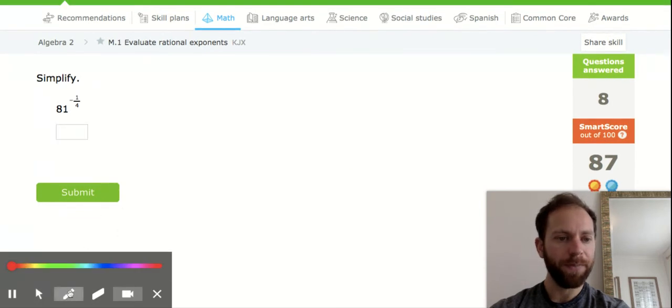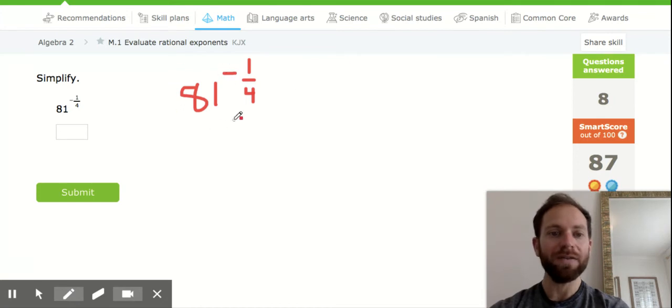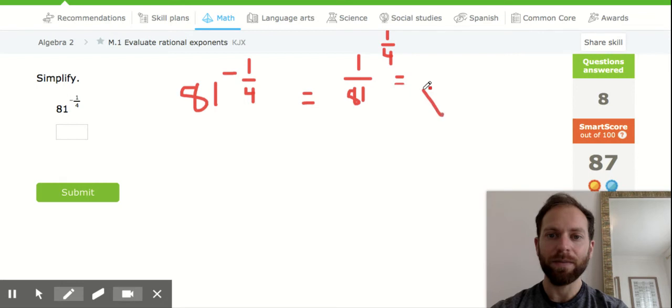Here's a different type of problem. So here we have 81 to the -1/4 power. Now, when you have a negative power, what it's really telling you to do is to do the inverse of the base. So the inverse of the base really just means put 1 over it. So 1 divided by 81 is the inverse of 81. So we could rewrite this as 1 over 81 to the power of positive 1/4. And then we can rewrite that as the fourth root of 1 over 81.